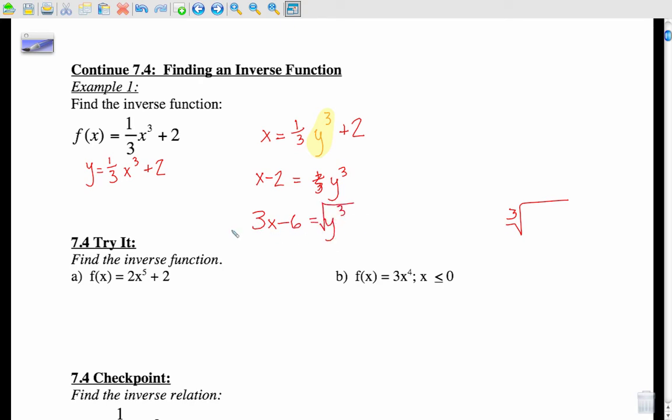Take the cube root of both sides, because now I have my y cubed by itself. And your final answer here, I'm going to rewrite it in function notation, should be f negative 1 of x, which means the inverse of f of x, equals the cube root of 3x minus 6. And you're good.